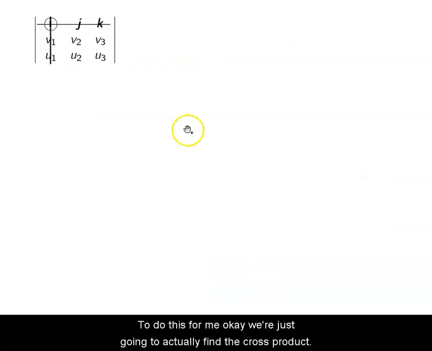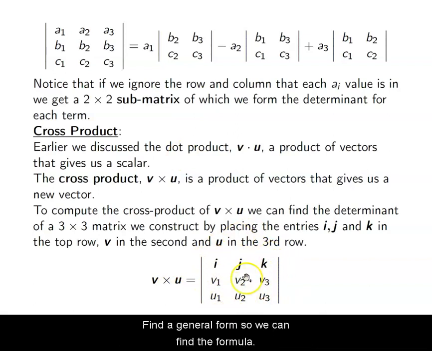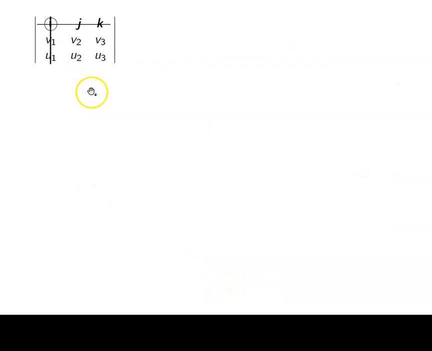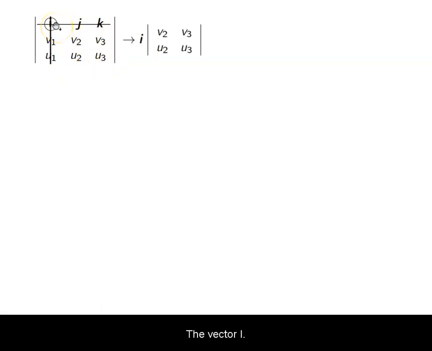So to do this formula, okay, we're just going to actually find this cross product on the general form so that we can find a formula, right? So I use i, and I cross out the row that it's in, and I cross out the column that it's in, and I use the remaining submatrix to find the determinant. So the vector i times the determinant of v2, v3, u2, u3, right? So that's the process. So what does that look like? v2, u3 minus u2, v3.